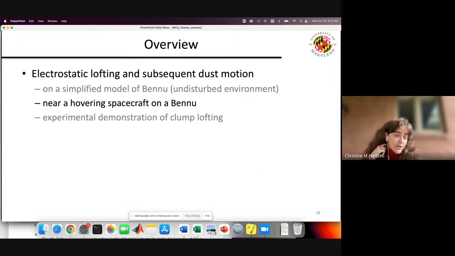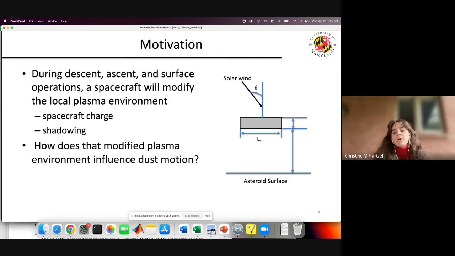Okay, so now we're going to look at electrostatic dust motion, so the same topic, but now we're going to see what happens when we include a spacecraft near the asteroid. We're using a very simplified spacecraft model. Our spacecraft is just a rectangle. It is at some height above the surface. It has some size, and we consider 2 different directions of the solar wind, essentially 2 different times a day.